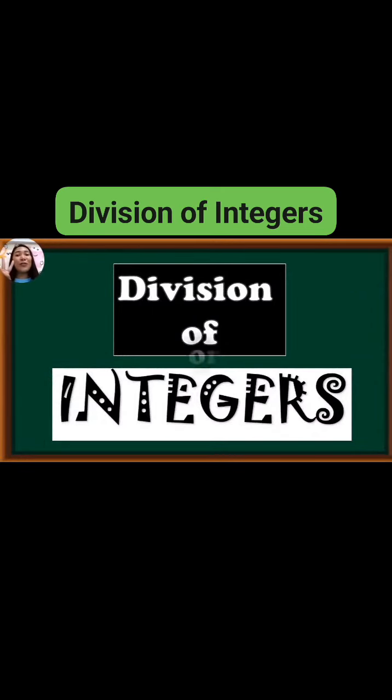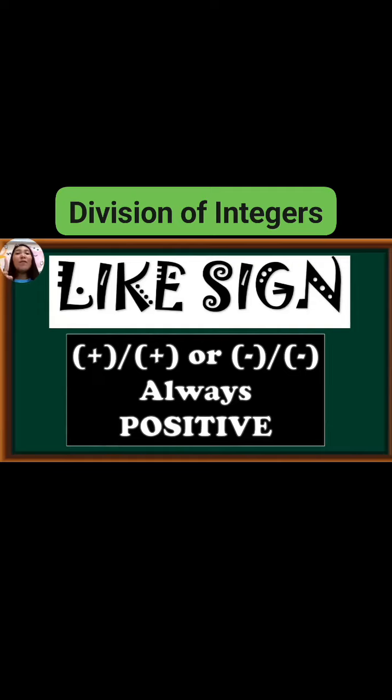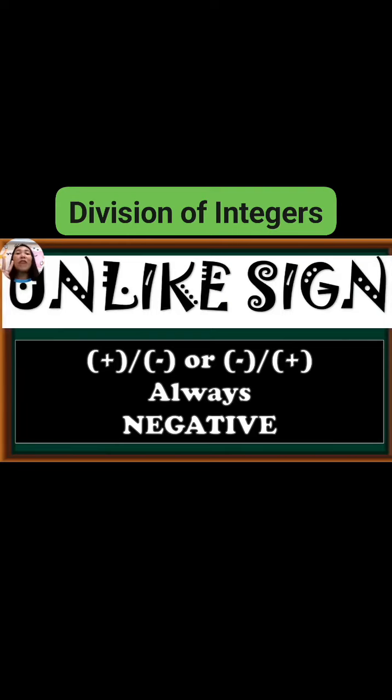How can we divide integers? We only have two rules. The first rule is if we have like sign, the answer is always positive. The second one is if we have unlike sign, the answer is always negative.